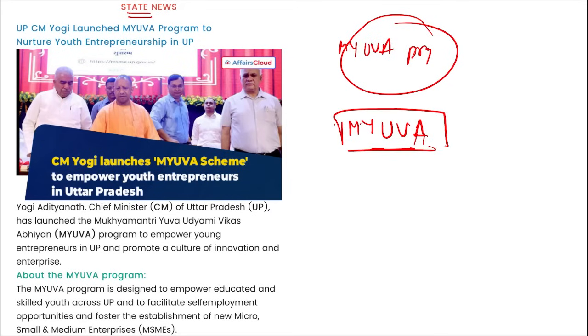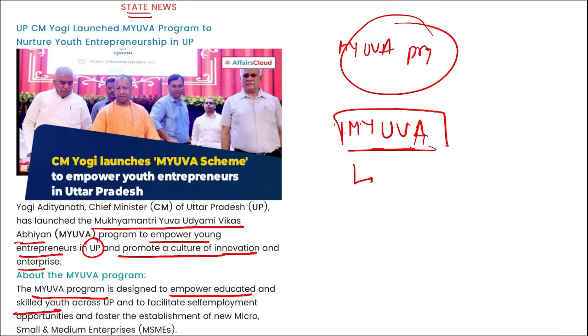So this MYUVA program is Mukhyamantri Yuva Udyami Vikas Abhiyan, and it is to empower young entrepreneurs in the state of Uttar Pradesh to promote a culture of innovation and enterprise. This program is designed to empower educated and skilled youths across UP to facilitate self-employment opportunities and foster the establishment of new MSMEs. Right? The goal here is to directly benefit 10 lakh units over the next 10 years by financing 1 lakh units every year.